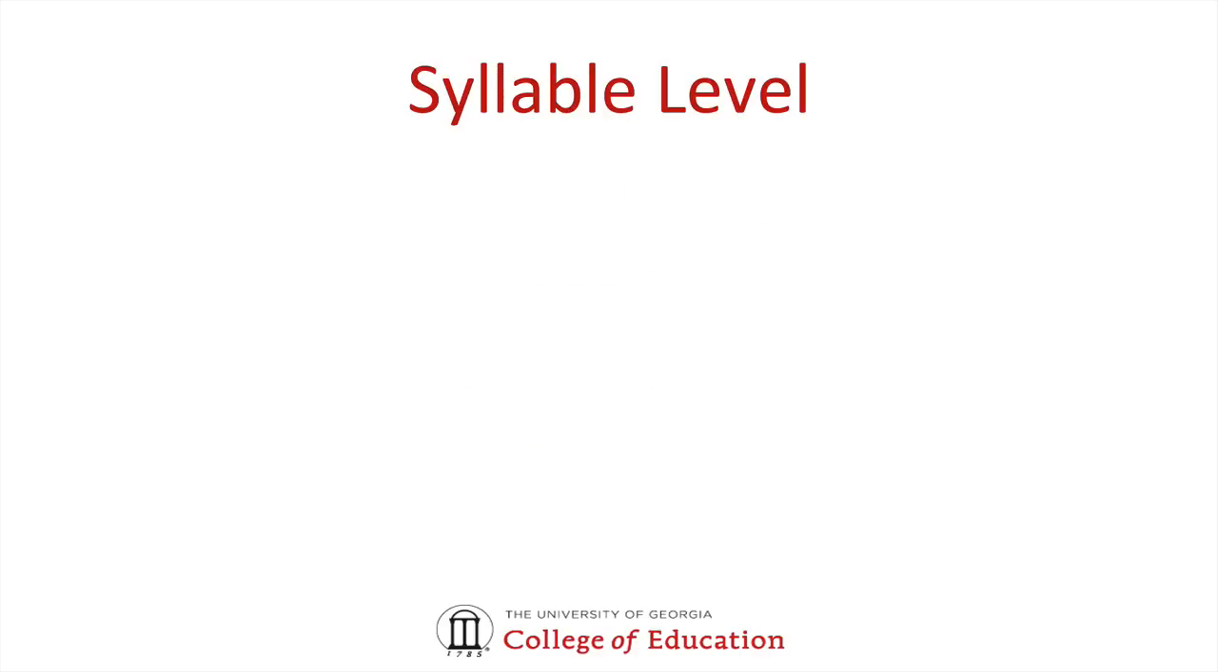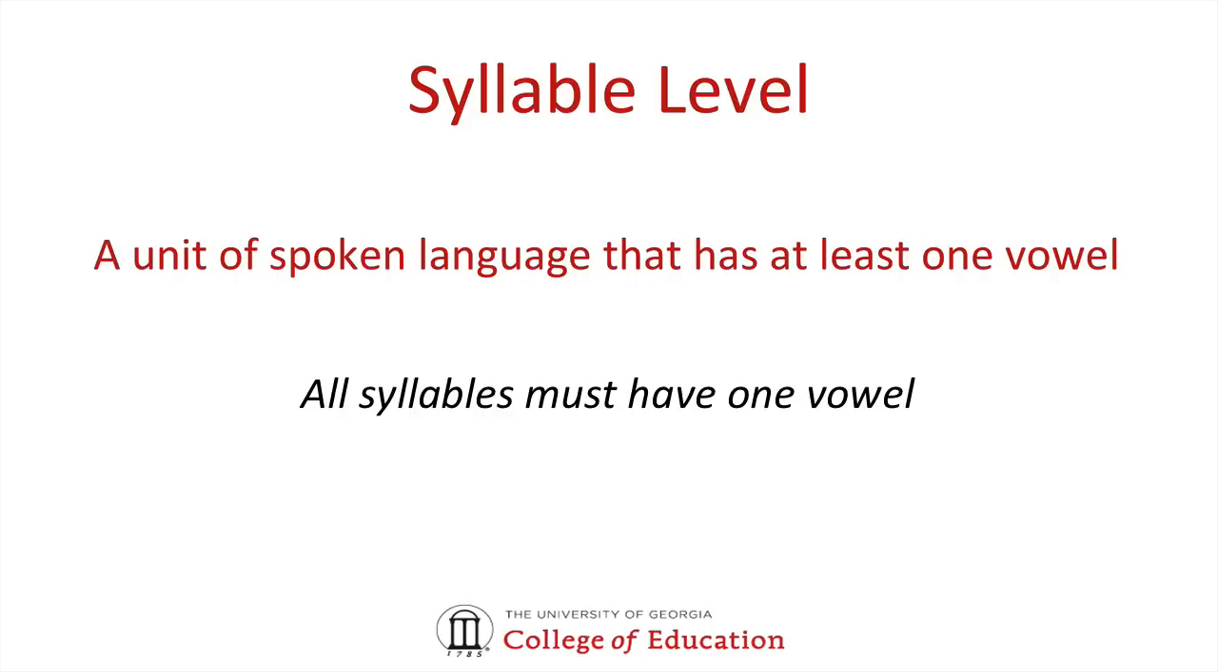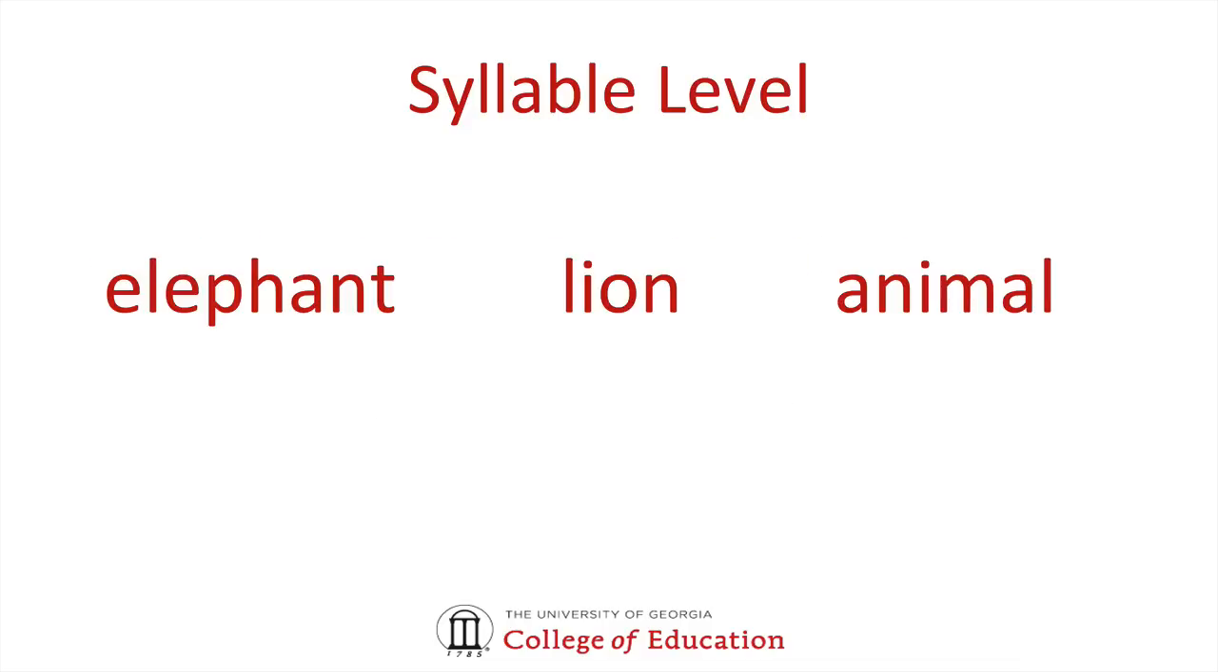A syllable is a unit of spoken language that has at least one vowel and may or may not have consonants. That is, all syllables must have one vowel. To teach your students to feel for syllables, tell students to put their hands under their chins while saying a word. When their chin drops, that signals a new syllable. Let's try some together. Put your hand under your chin. Say the words with me.